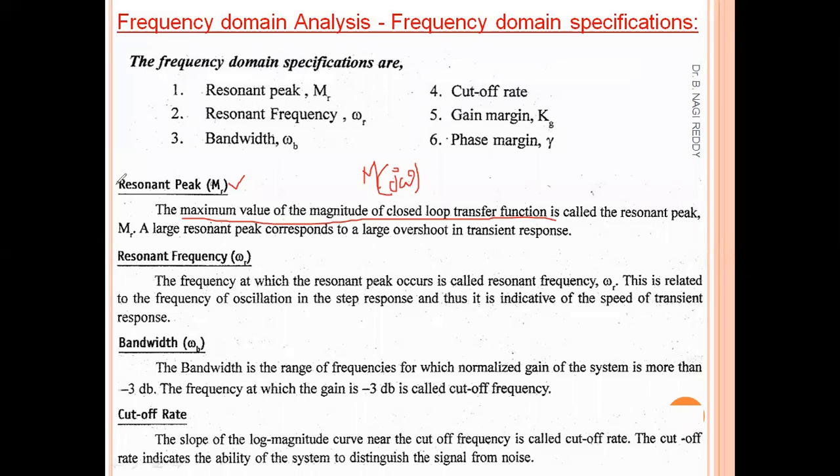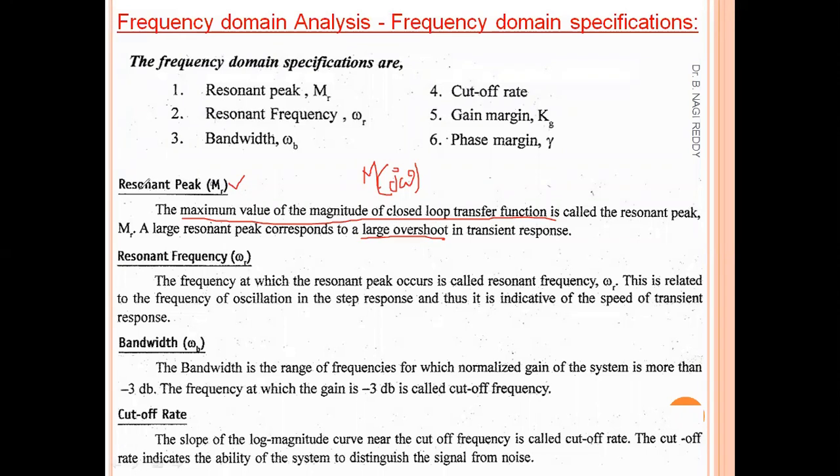So if this value is high, then we will get a large peak overshoot in our output response. And you have seen in the second unit the first order system response and second order system response, where you learned what the maximum peak overshoot is and how it is denoted in the transient response or the complete response of the system. The magnitude of that peak overshoot depends upon the resonant peak.